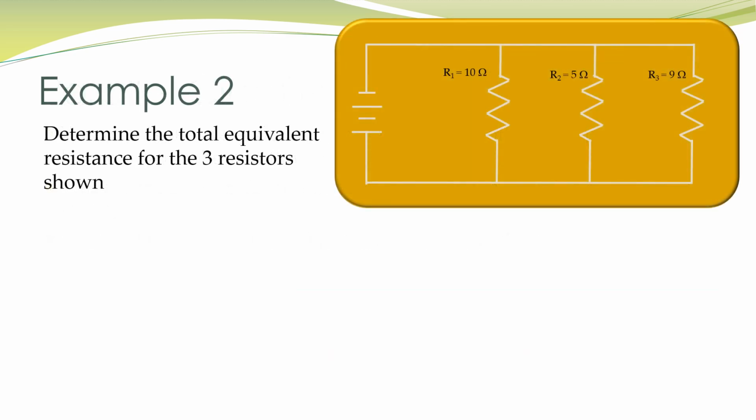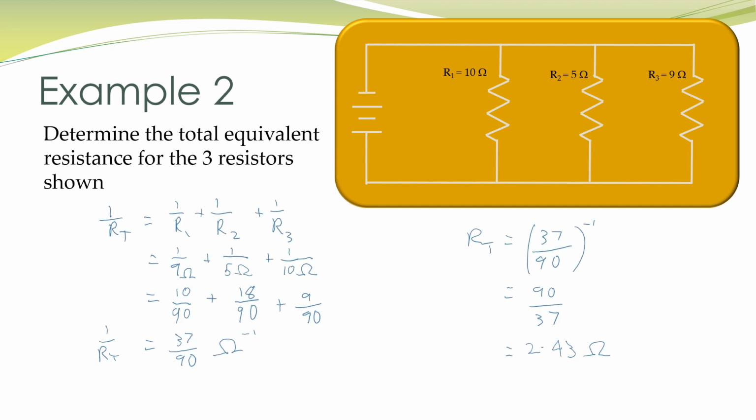So here's my example here. Determine the total equivalent resistance for these 3 resistors shown. 10 ohms, 5 ohms, 9 ohms. Alright, first thing I'm going to do is put down my formula. 1 over total resistance is 1 over each individual resistance. I have a 10 ohm resistor, so it will be 1 over 10 ohms. I have a 5 ohm resistor, 1 over 5 ohms, and a 9 ohm resistor, 1 over 9 ohms.